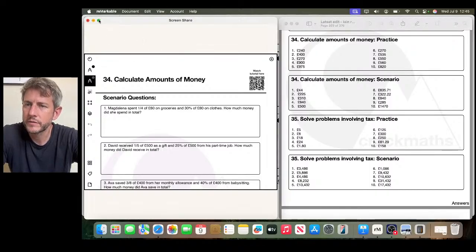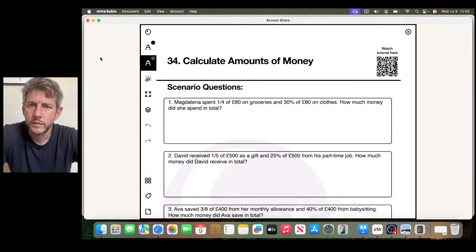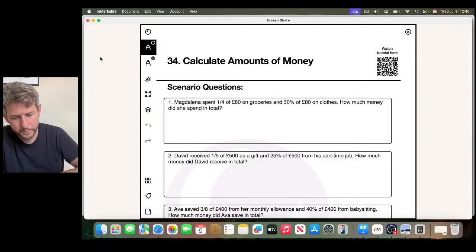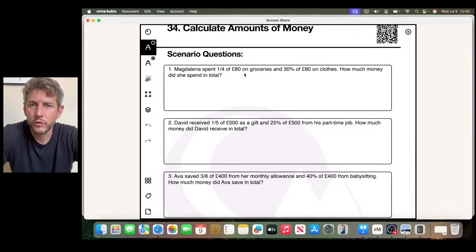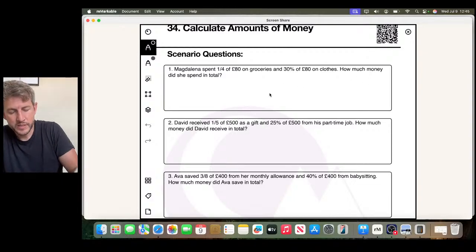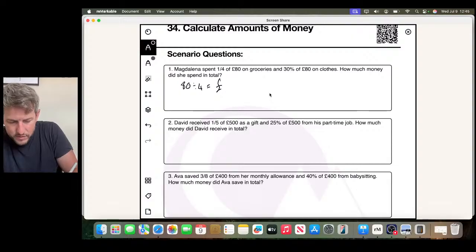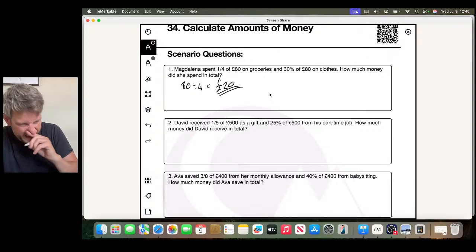So here we go. Question 1. Magdalena spent a quarter of £80 on groceries and 30% of £80 on clothes. How much money did she spend in total? So a quarter of this is 80 divided by 4, which will be £20. So she spent £20 on groceries.